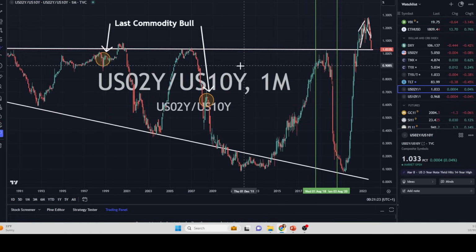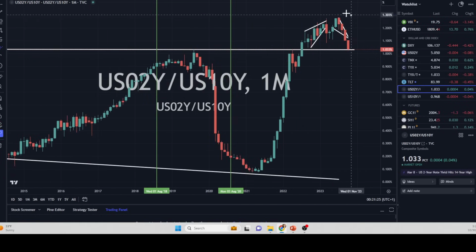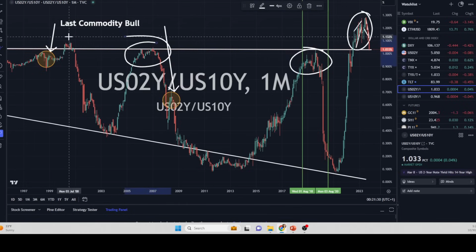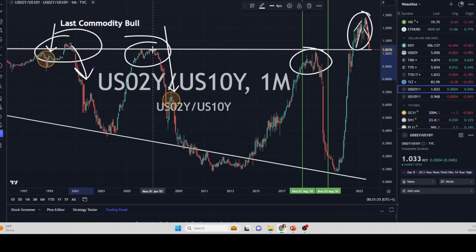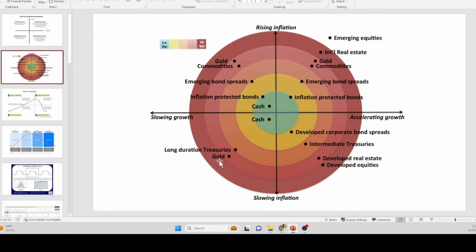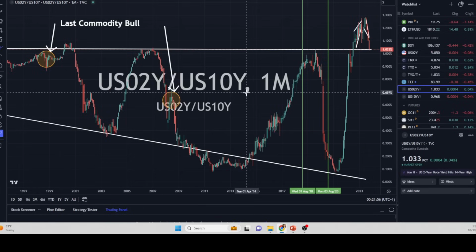But generally speaking, it's good to be looking at gold when you're at these peaks and it starts to roll over. Gold in 2000 was a really good bet. Gold in 2007, gold in 2019, and even before 2018, and even gold right where we're at today. Because as this yield curve goes back down, if you notice with the quadrant, gold does really well. So do long duration treasuries.